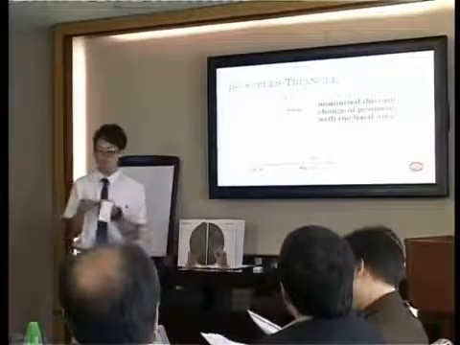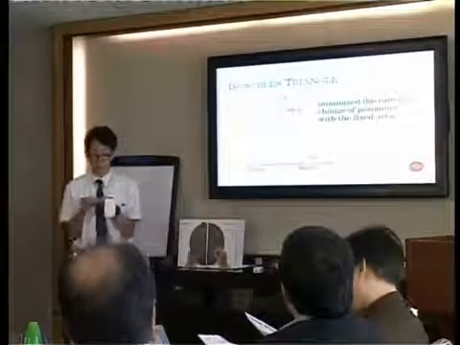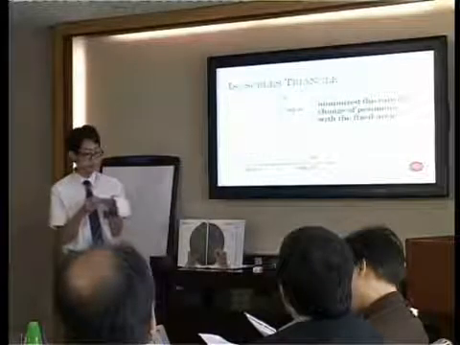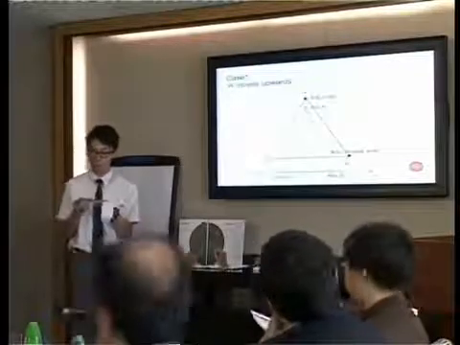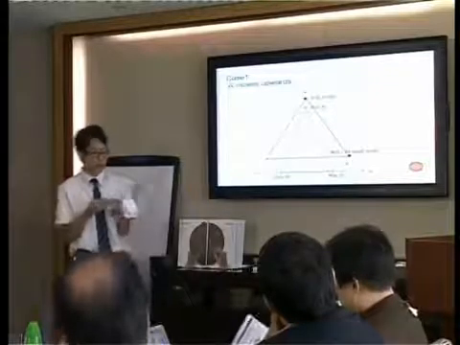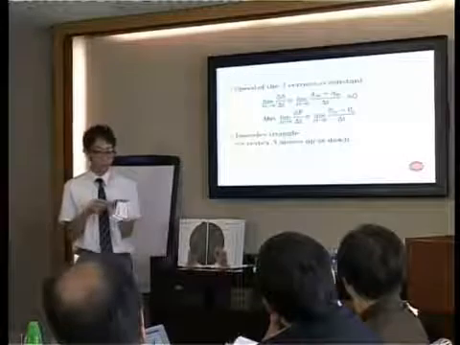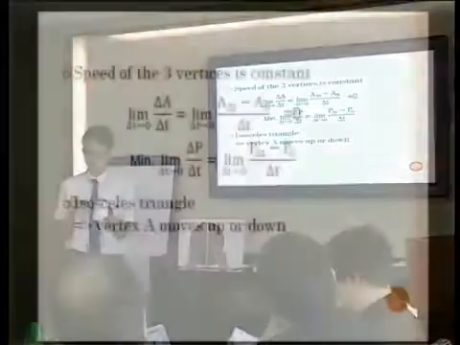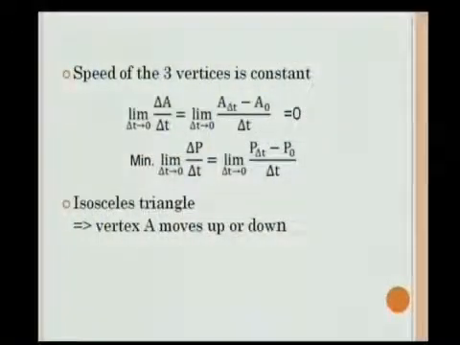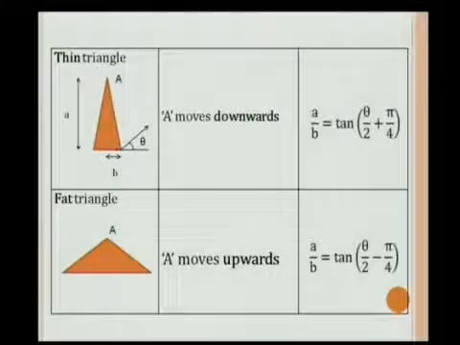We started our project by studying the isosceles triangle because it was simpler to study. We wanted to minimize the rate of change of perimeter with the area of the triangle fixed. We tackled the problem by separating it into two cases. First, vertex A moves upwards. Second, it moves downwards. We assume the speed of the three vertices is constant. By setting the rate of change of area to be 0, we find that vertex A could move either upwards or downwards for an isosceles triangle. The equations of how the vertices move are shown on the screen.